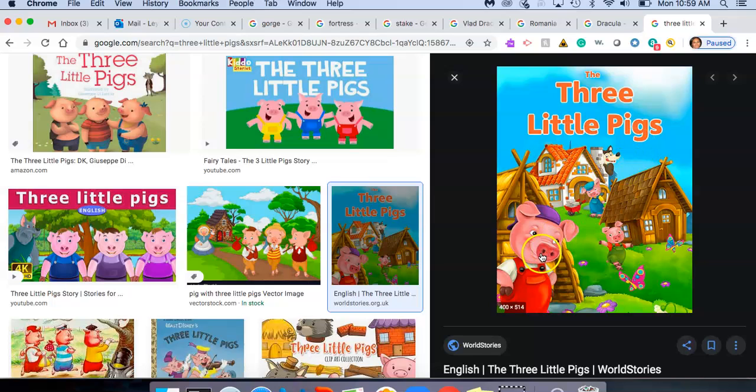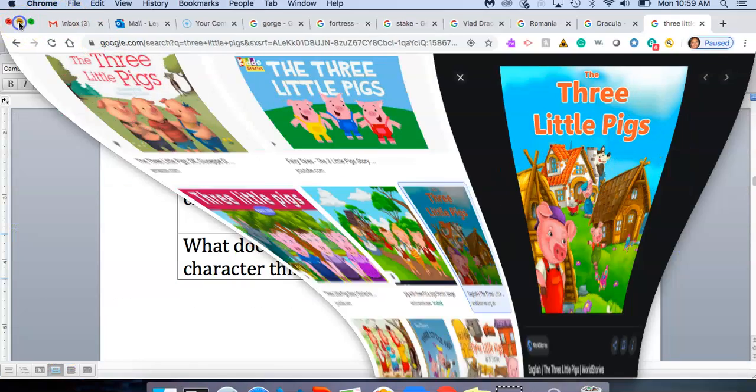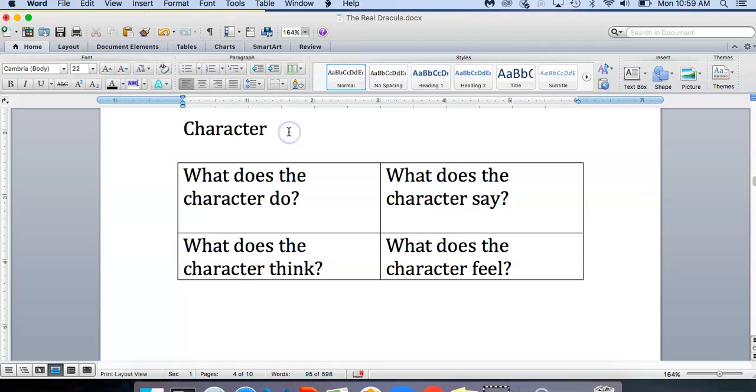Remember, there are three pigs who are trying to build houses using different kinds of materials, and the wolf is trying to destroy the house. So the character I want to focus on is the wolf. Here I'm going to put the wolf. That's the character we want to focus on.